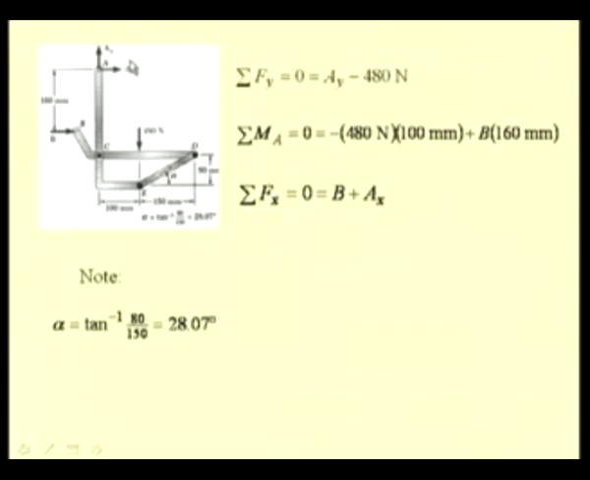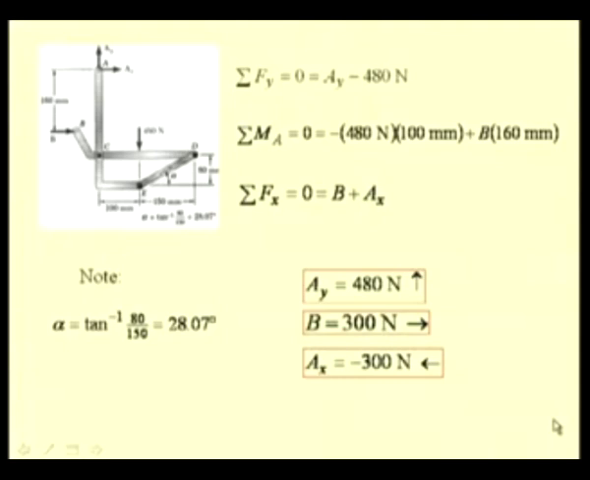The third equation, which is the force summation about x axis, can be used to relate this force at B and the horizontal component of reaction at A, and since we have determined B, now it is possible to determine the horizontal component AX. For this problem, these three have been determined as AY as 480 Newton, B as 300 Newton and AX as minus 300 Newton.